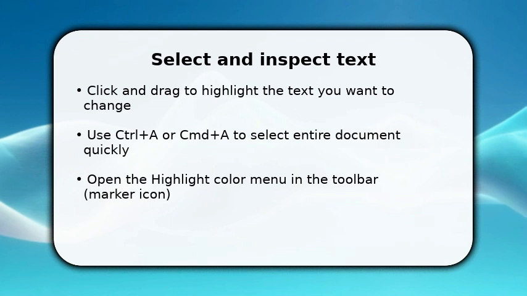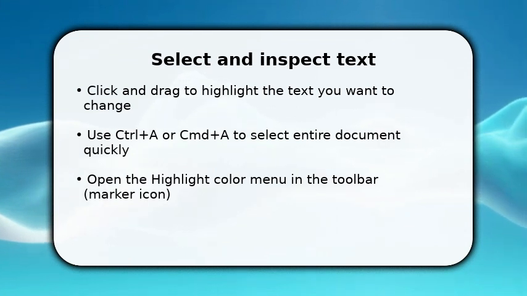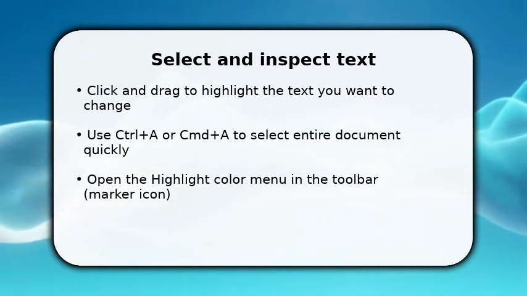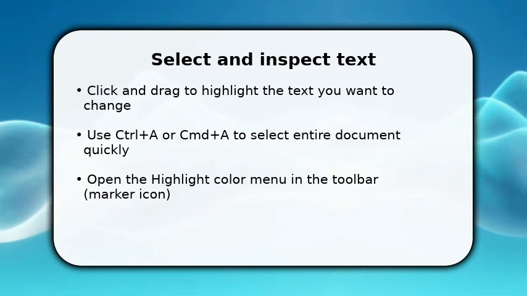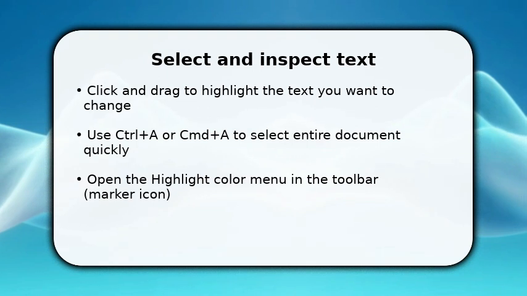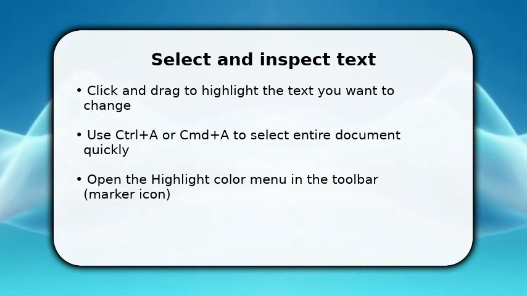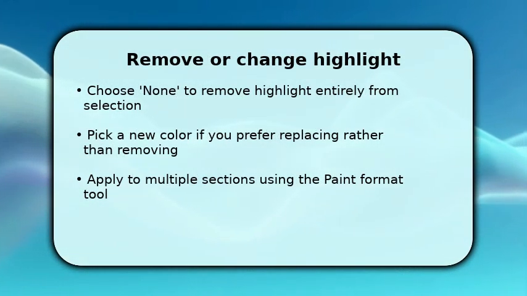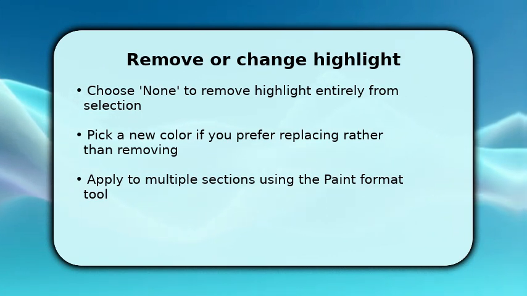Make sure you're in editing mode, not suggesting, because highlight changes apply differently in comment or view modes. With the highlight menu open, choose None to remove the shading and restore the default background. This clears highlight without altering font color. Alternatively, pick another color to replace the existing highlight if needed.